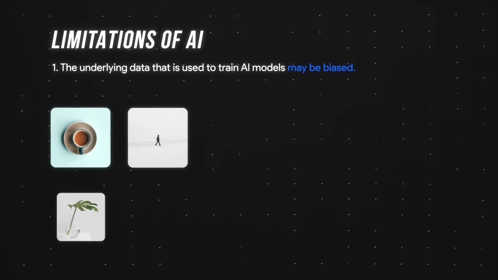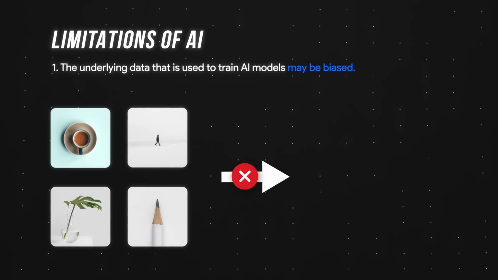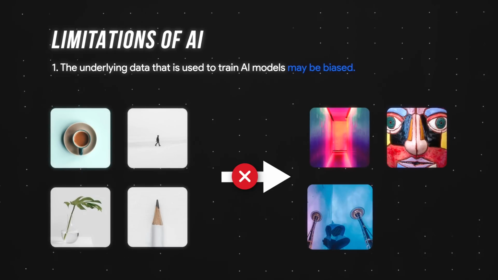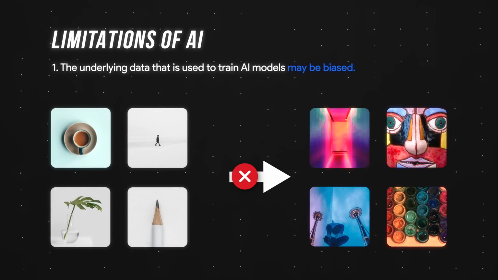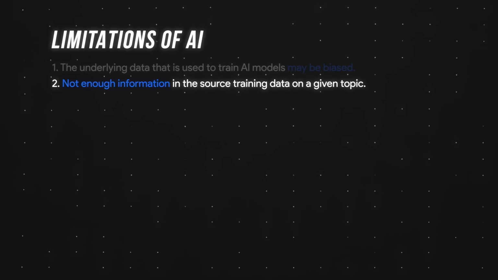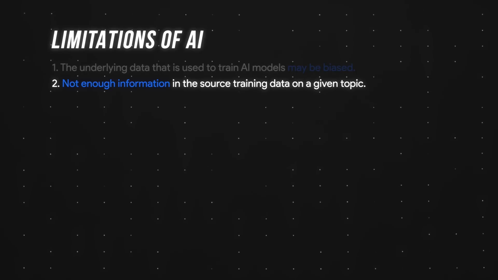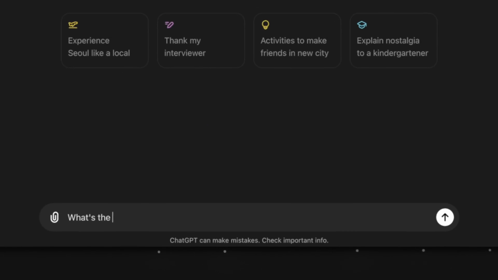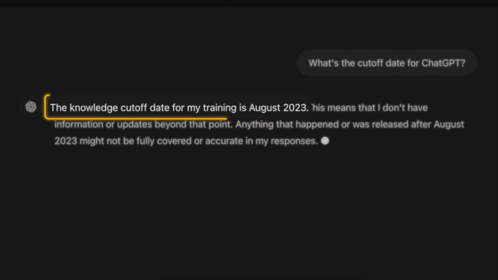If a text-to-image model is only trained on minimalistic graphics, it might not be able to produce flashy and bold designs. Second, there simply wasn't enough information in the source training data on a given topic. Many AI models have a cutoff date, so if we ask for something that happened recently, it won't have enough data on that topic to give you an accurate answer.